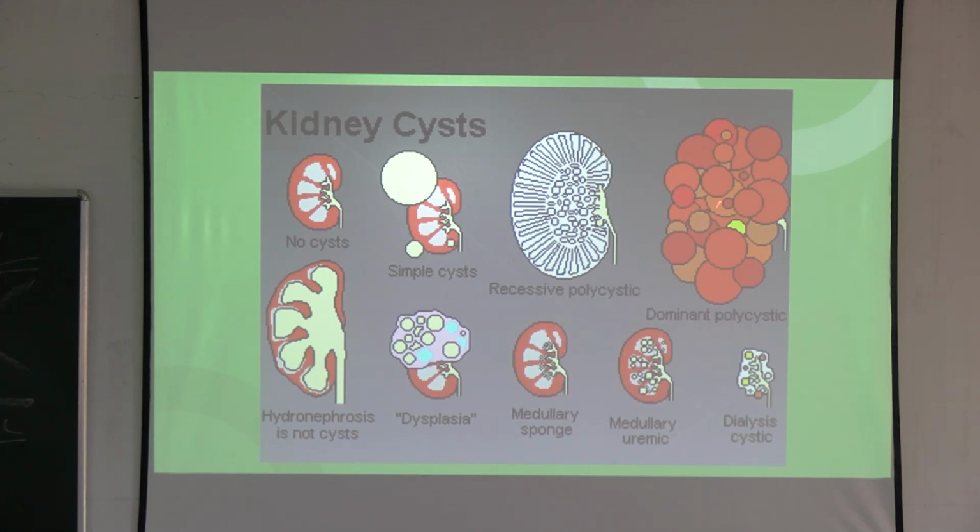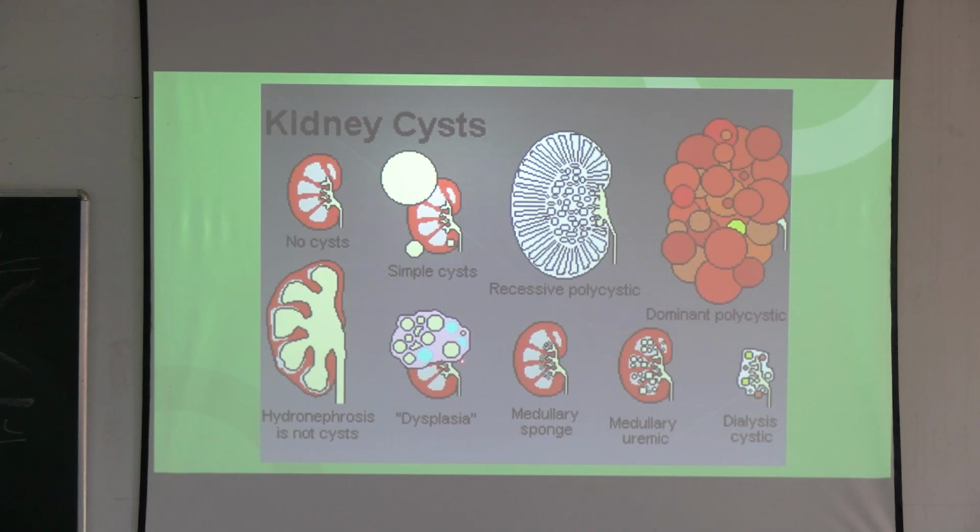This is dominant polycystic kidney. The entire kidney is replaced by innumerable large and small cysts. Okay, but this is hydronephrosis. This is not a cyst. What is hydronephrosis? That is the dilatation of the pelvic calyceal system due to a block in the outflow. Whether it is at the ureteral level, the vesical level, or the urethral level, there is obstruction of the outflow and the back pressure results in expansion of the pelvic calyceal system, and this condition is known as hydronephrosis.